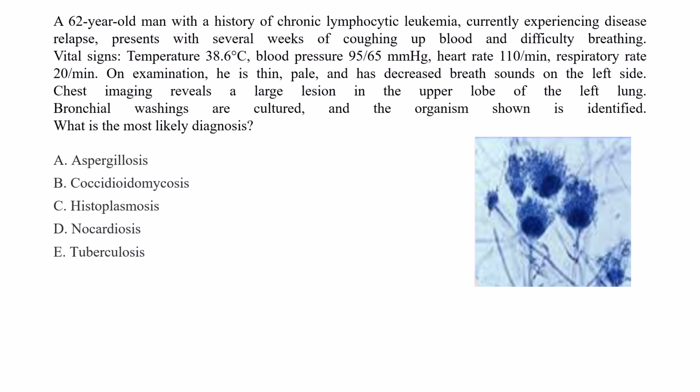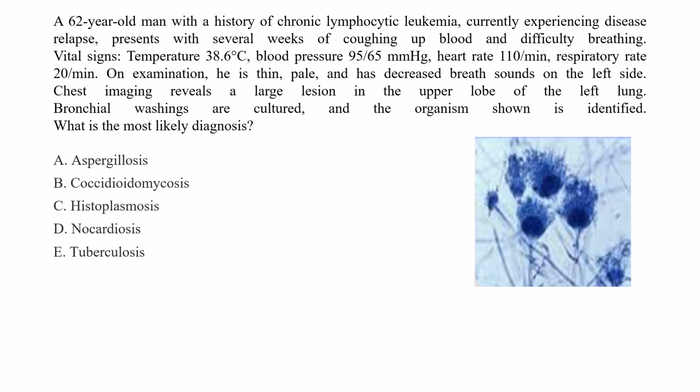A 62-year-old man with a history of chronic lymphocytic leukemia currently experiencing disease relapse presents with several weeks of coughing of blood and difficulty breathing. Vital signs include temperature of 38.6 degrees Celsius, blood pressure of 95/65, a heart rate of 110 beats per minute, and respiratory rate of 20 breaths per minute. On examination, he's thin, pale, and has decreased breath sounds on the left side. Chest imaging reveals a large lesion in the upper lobe of the left lung.